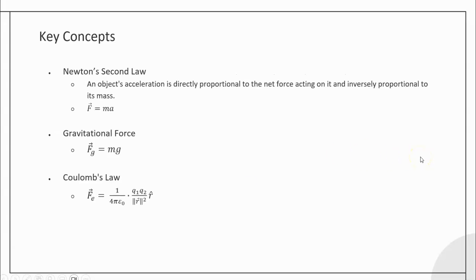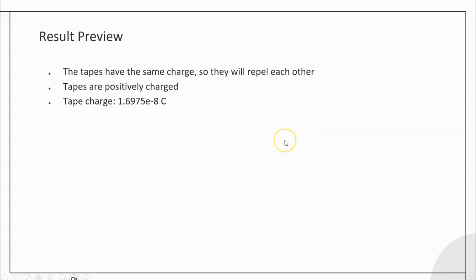So some key concepts are Newton's second law, which is F equals ma, showing that the acceleration is directly proportional to the force. So if there's no acceleration, the net force would be 0. And then the gravitational force, because it's one of the two forces that acts on the tape. And then Coulomb's law, which gives us the formula for electric force, which is also the other force that acts on the tape.